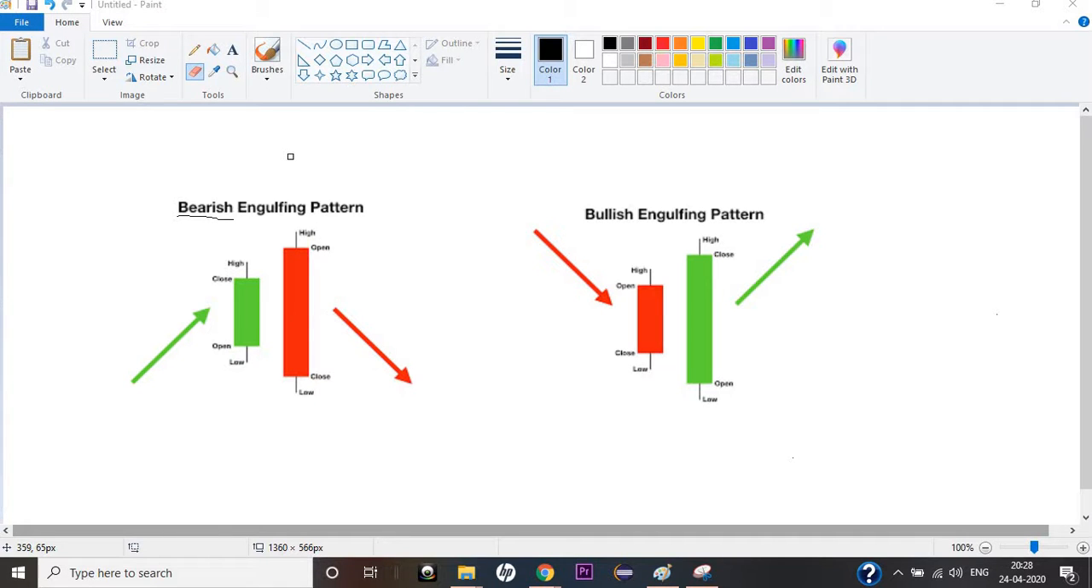So in this tutorial, we are going to learn about one of the most sought-after, most looked-out-for candlestick patterns: the engulfing pattern. When you are trading using candlesticks, you will see this type of pattern occurring every now and then, right? So let's understand what this means.